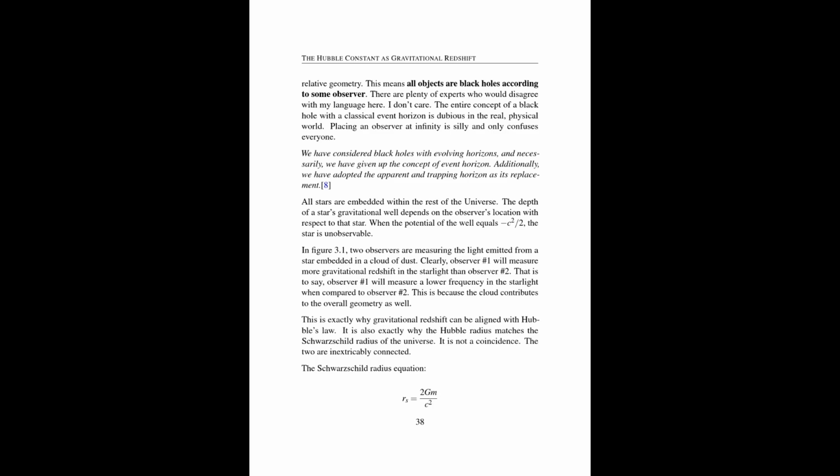All stars are embedded within the rest of the universe. The depth of a star's gravitational well depends on the observer's location with respect to that star. When the potential of the well equals negative c squared divided by 2, the star is unobservable. In figure 3.1, two observers are measuring the light emitted from a star embedded in a cloud of dust. Clearly, observer number 1 will measure more gravitational redshift in the starlight than observer number 2. That is to say, observer number 1 will measure a lower frequency in the starlight when compared to observer number 2. This is because the cloud contributes to the overall geometry as well.